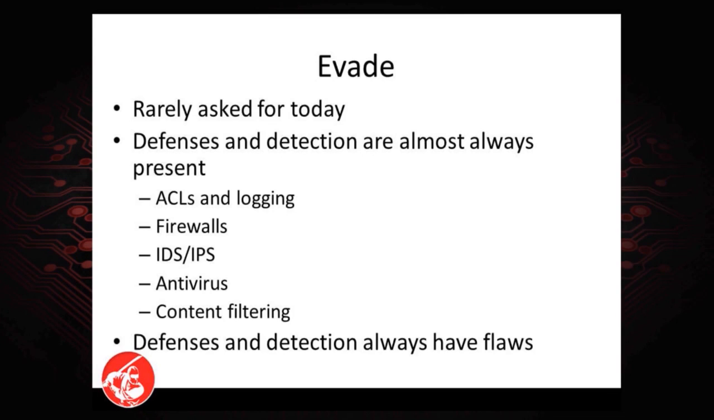Evasion. It's rarely asked for in most cases. Red teaming, you might do some evasion. We know there's going to be defenses and detections pretty much always present. Access control lists, logging, firewalls, IDS, IPS, antivirus, content filtering. You name it, we've got it. Defense systems, right? Lots and lots of products out there.